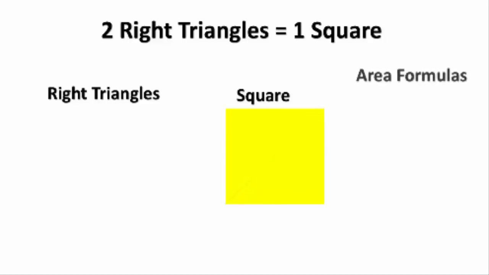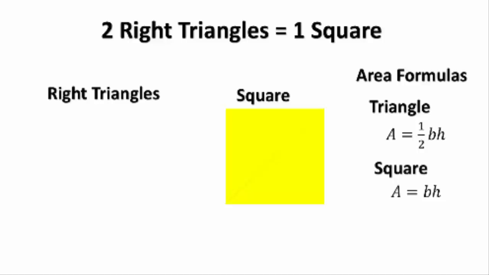Repeating the area formula: triangle, area equals 1/2 base times height. Square, area equals base times height.